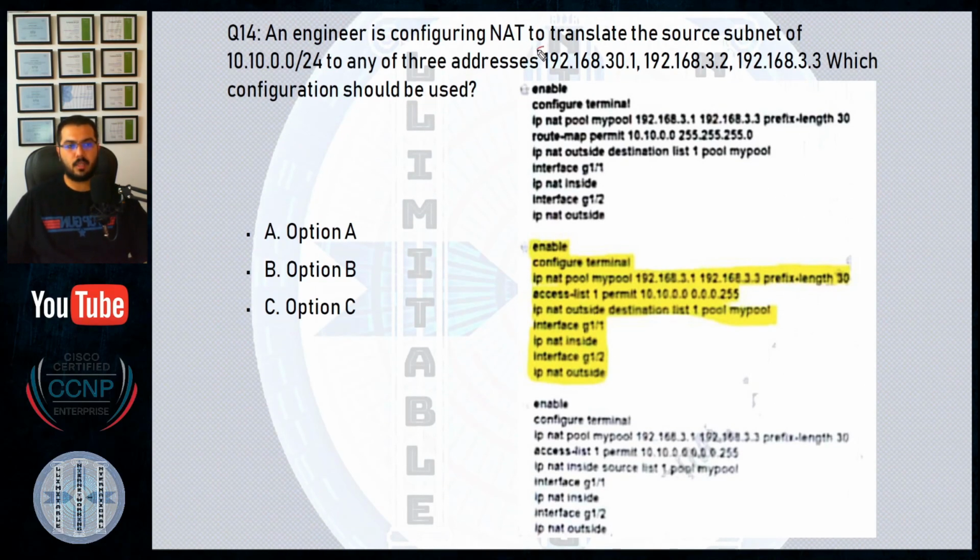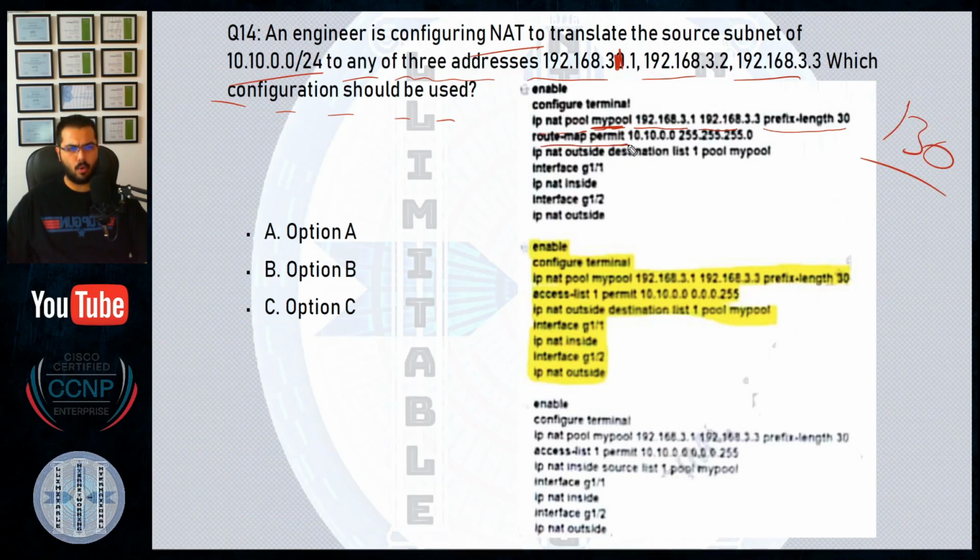An engineer is configuring NAT to translate the source subnet of this private to any of those three, 1, 2, 3. I'm sorry, this is 31, not 31. Which config should be used? Okay, ip nat pool my pool, so this is the public one, or should be the outside one, which gives from 31 to 33. The prefix length is 30, so this will be like /30.